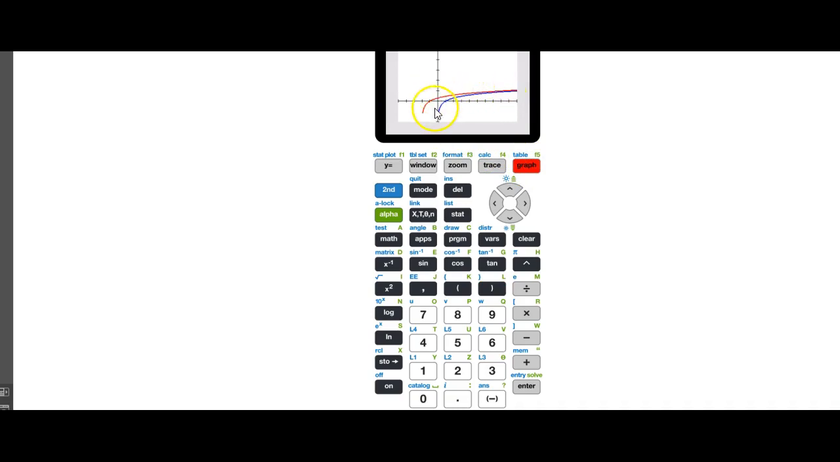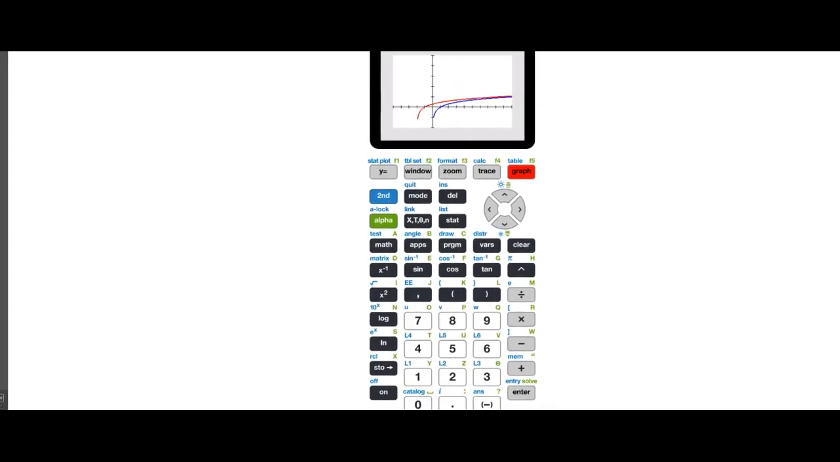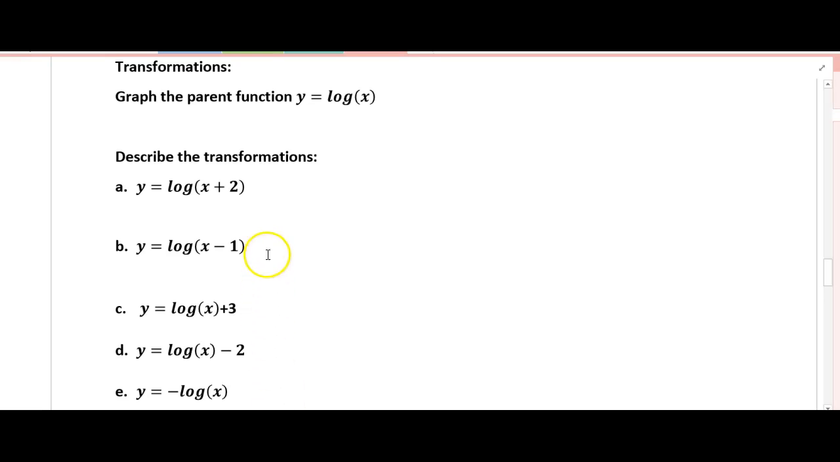What do you see happened here? Well, if I just look at the ordered pair (1, 0), it went from (1, 0) to (-1, 0). So what happened to the graph? It actually shifted 2 units to the left. So anytime you add something in here, that's going to shift the graph left.